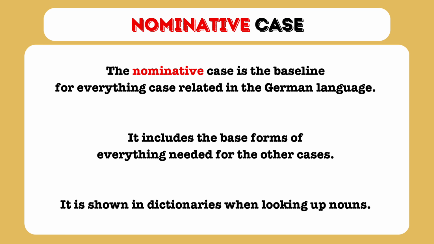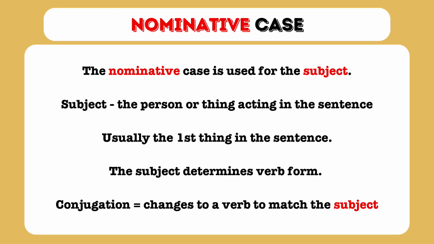This is basically what you're going to need for the baseline in order to set yourself up for success in the other cases. The nominative case is used for the subject of the sentence. This is the person or thing that is acting in the sentence. That's what the subject is. Usually this is the first thing in the sentence, but as I demonstrated earlier, it doesn't have to be.